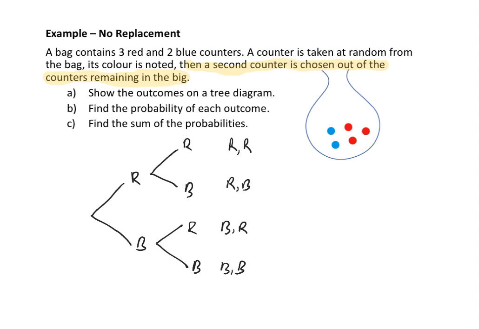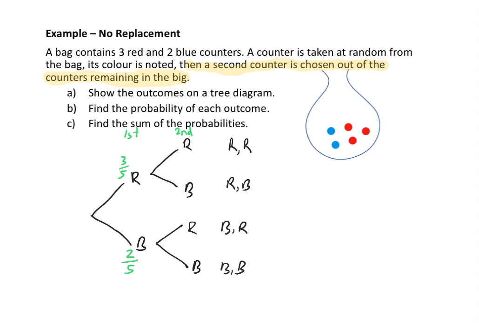My next step is to assign each of those steps on the tree diagram a probability of occurring. So on my first draw, the probability of getting a red is going to be 3 out of 5, and the probability of getting a blue is going to be 2 out of 5. Now this is where it changes if I don't replace the original counter. When I do the probability of my second event, this time it's not going to be out of 5 because there's only going to be 4 counters left. So my probability is going to be out of 4.